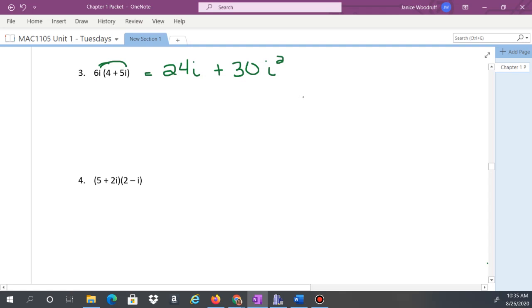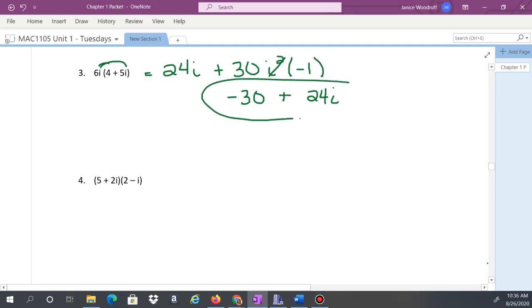Okay, then I'm going to apply the rule where i squared equals -1. So this i squared is going to turn into a -1. So what I do is I just cross it out and I put a -1 right there. And then you would do 30 times -1, which would give you a -30. Okay, and then you want the i term last. So I'm going to take the 24i and put it after the 30. And it's a positive 24. So it's going to be -30 plus 24i.